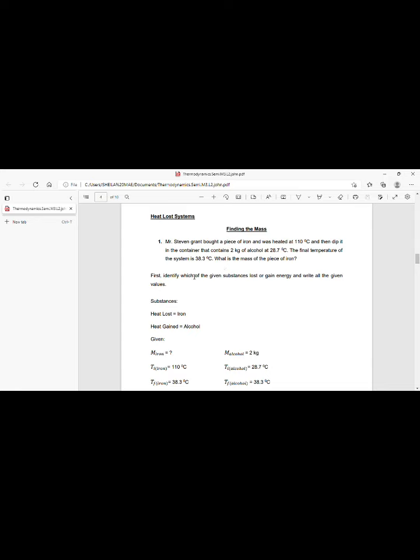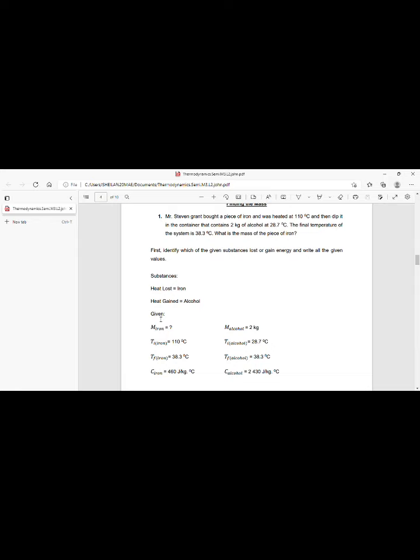First, we need to identify which of the given substances lost or gained energy and write all the given values. Our substances are iron and alcohol. So how can we determine if a substance lost heat or gained heat? We can see it in our problem.